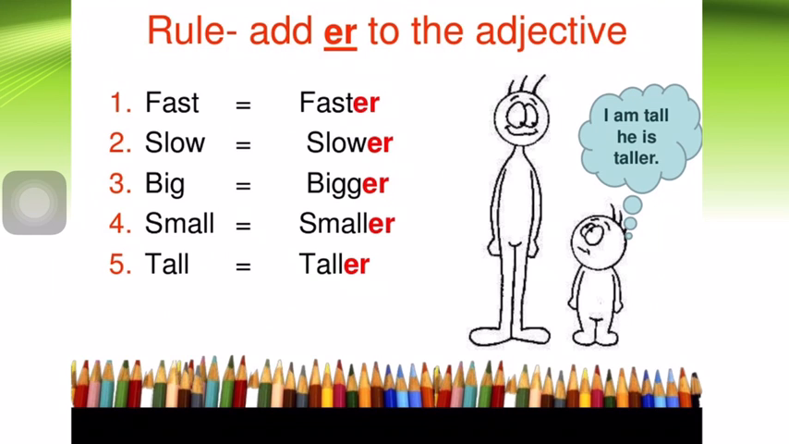First, fast becomes faster. Second, slow becomes slower. Third, big becomes bigger. You can look that bigger is with double G. Fourth, small becomes smaller. Fifth, tall becomes taller. Look at the two boys. I am tall. He is taller.